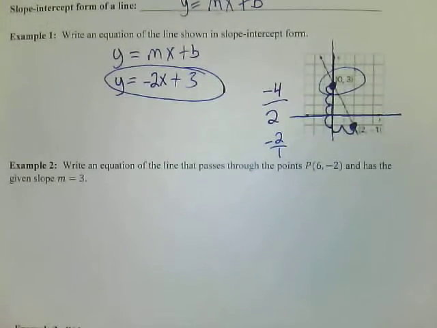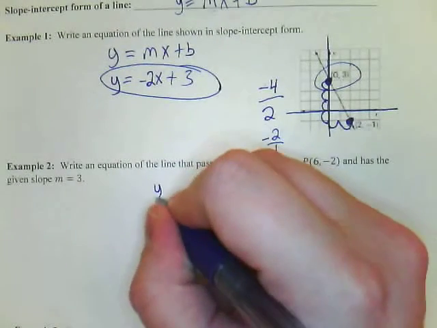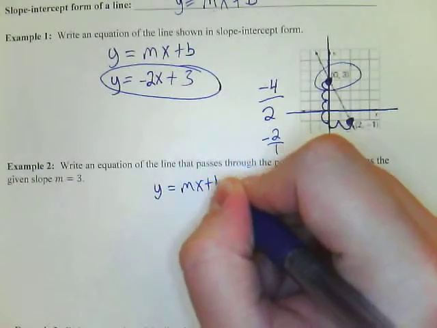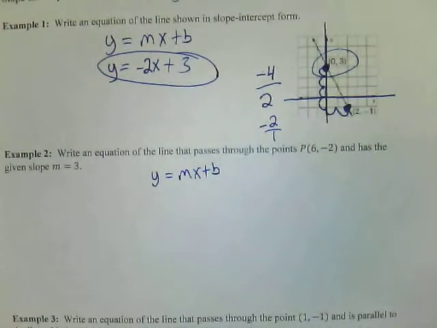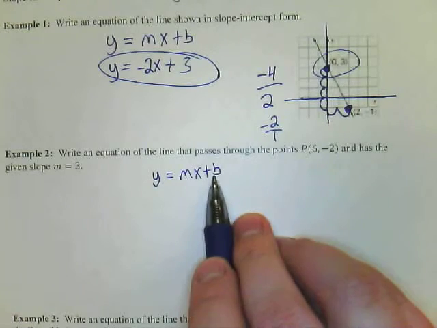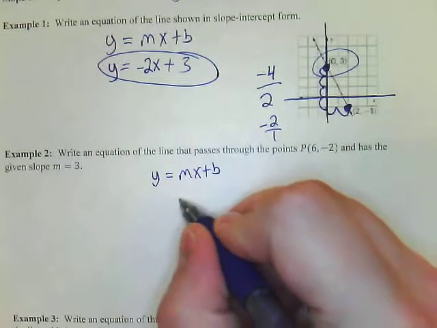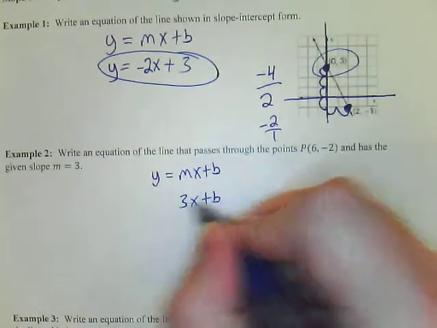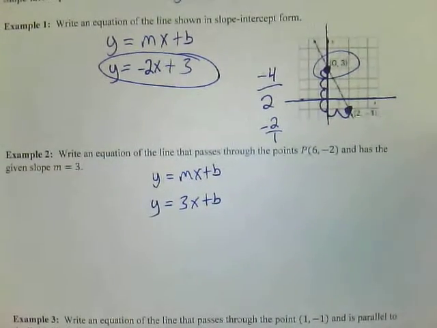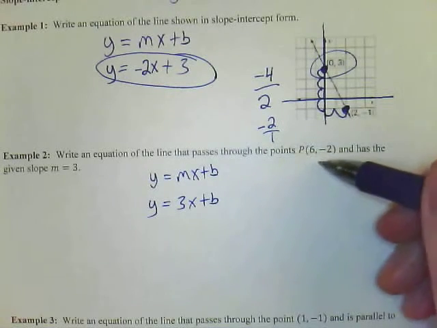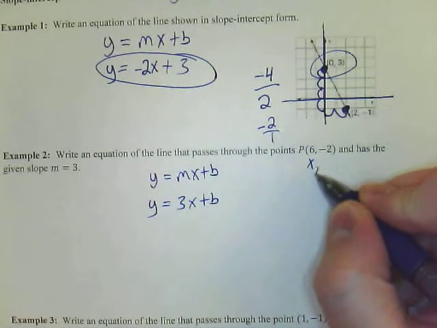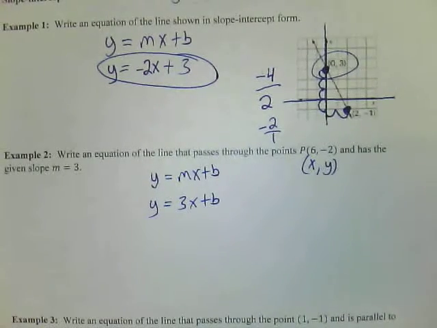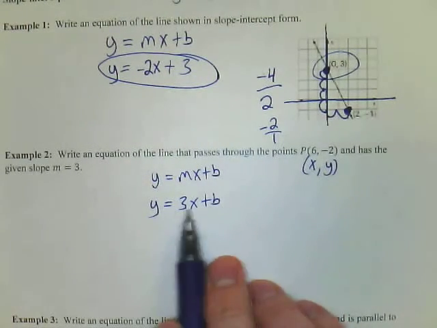Example 2. Write an equation of a line that passes through the point (6, negative 2) and has the slope m equals 3. So again, we're going to take the general form of the equation, y equals mx plus b, and we'll plug in what we know. Well, we don't know the y-intercept, so we're going to have to hold off on that. But we were told that the slope was 3, so we can plug that in. We're also told one of the points on the line, (6, negative 2). So this is the x value, and this is the y value.